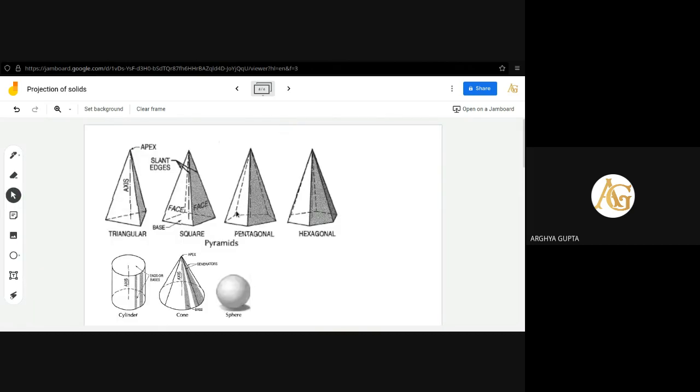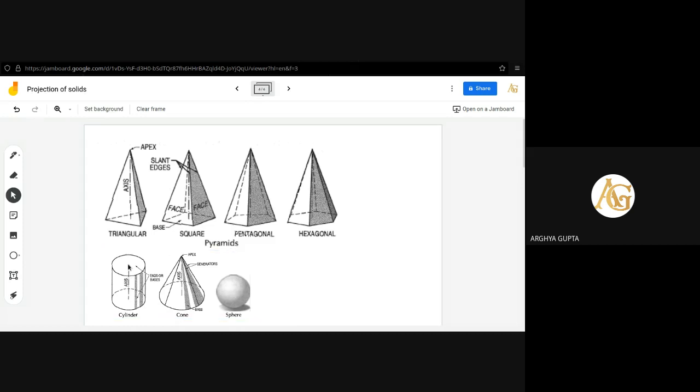More and more figures I am showing you to make you understand more. So here are more pictures. They are the pyramids. As you can see, this top point is called apex, and these are called slant edges, and they are cylinder, cone. Actually, these three solids are called solids of revolution. Please hear me carefully. These three solids are called solids of revolution. Why is it called solids of revolution?